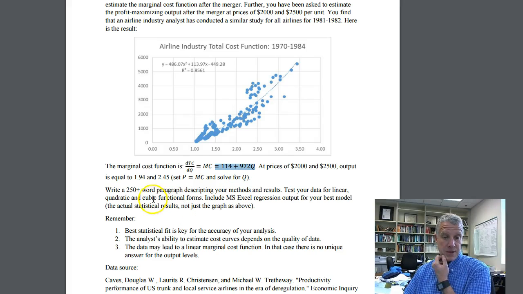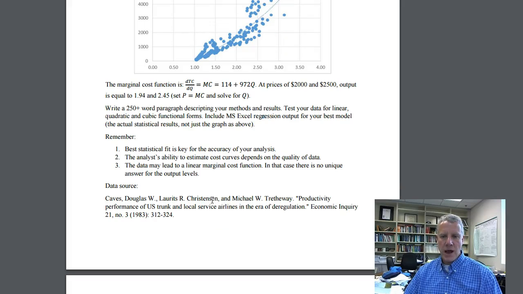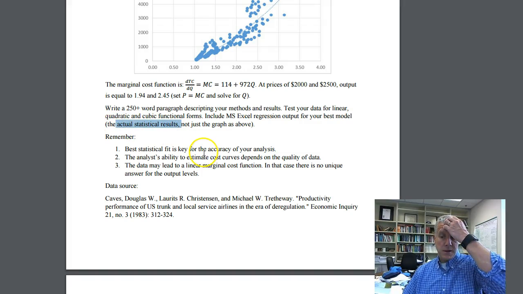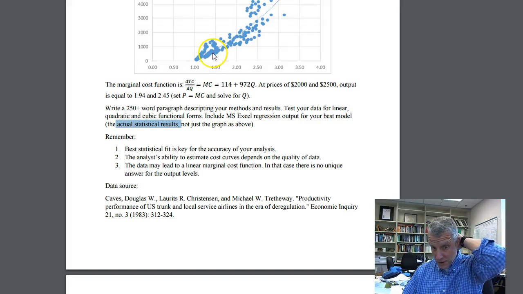So the assignment is to write a 250 plus word paragraph describing your methods and results. So the paragraph would describe the regression analysis that you tried, your test for best functional form, whether it's linear, quadratic, or cubic. And I'd like to see the Microsoft Excel regression output for your best model only. So the statistical results, not just the graphical analysis, although you could include that if you'd like.